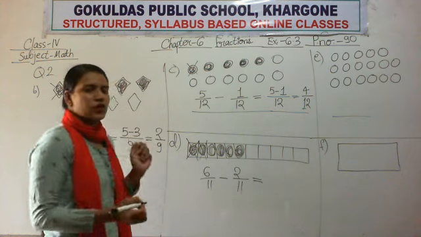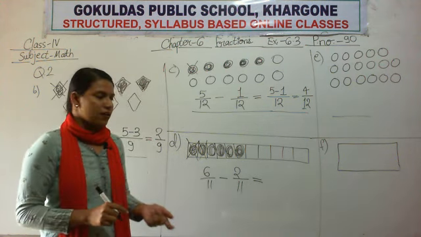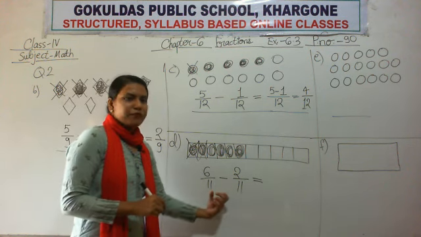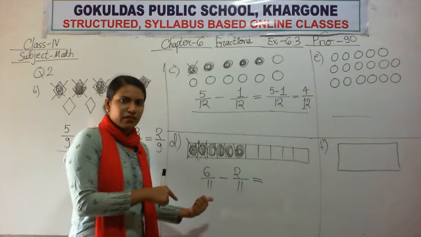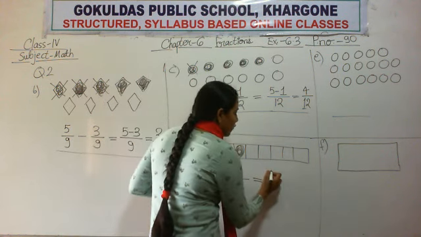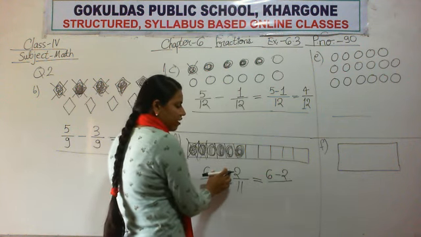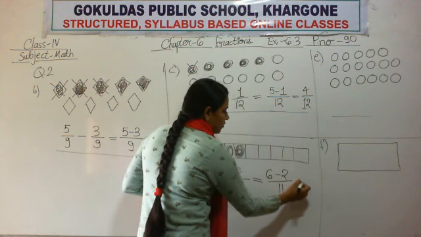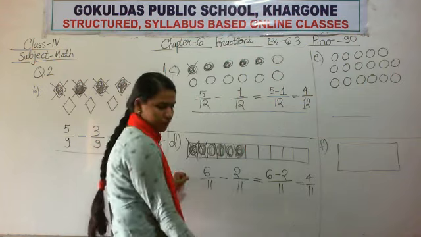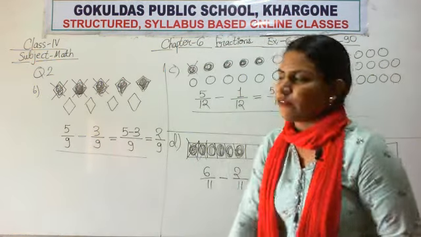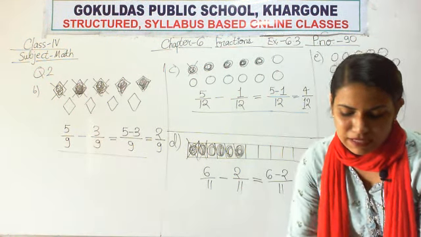Now solve it. To subtract fractions, we check the denominators. Both denominators are 11, they are the same, which means they are like fractions. And how do we solve like fractions? We subtract the numerator parts over the same denominator. Now 6 minus 2 is 4 upon 11. So our result is 4 upon 11. Write this with the help of a pencil in your book.